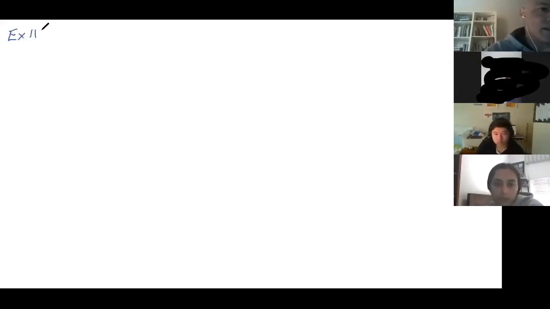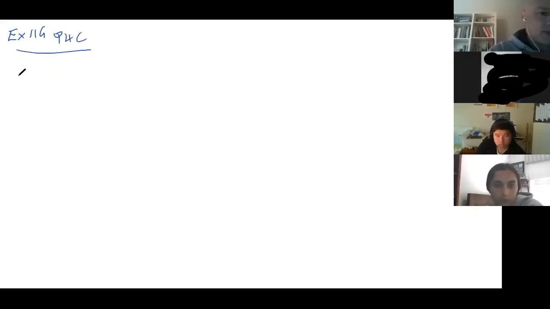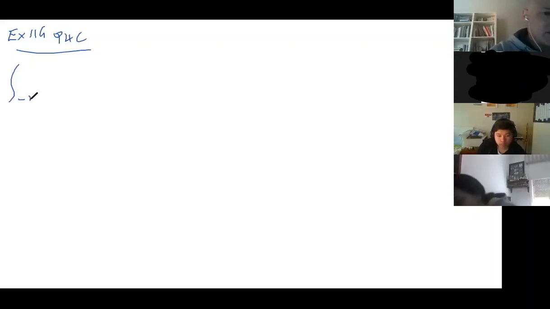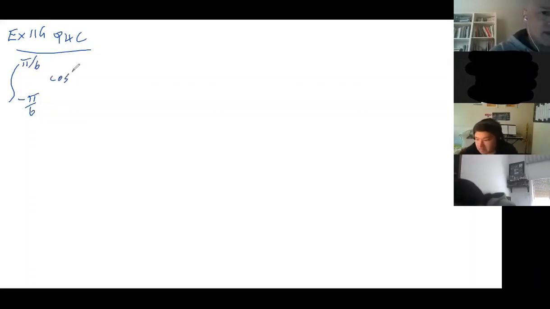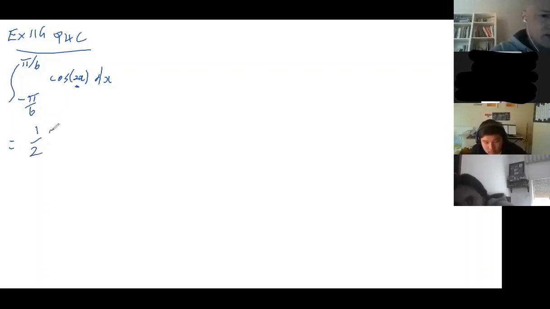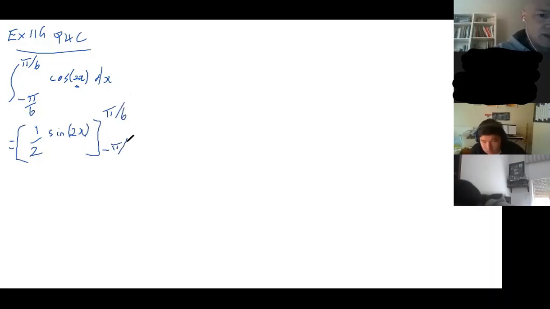Okay, so exercise 11G, question 4C, which we're still doing the same thing, but this time it's the integral between negative pi on 6 and pi on 6 of cos 2x dx. Okay, so integrating the cos. Differentiating in here gives me the 2, so it becomes 1/2, because it's an integration. Integrating cos gives me positive sine, so I've got positive sine of 2x between pi on 6 and negative pi on 6.